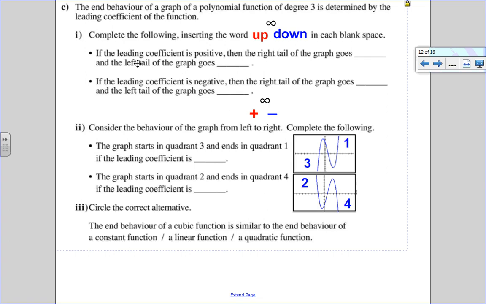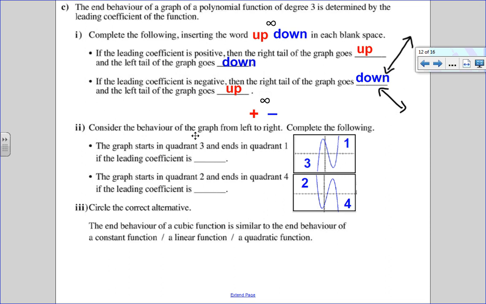Okay, let's talk about the end behaviors. So if the leading coefficient is positive, then the right tail of the graph goes up, the left tail goes down. Similar to a positive sloping line. Okay? If the leading coefficient is negative, so similar to a negative sloping line, then I see that my right tail this time goes down and my left tail goes up.